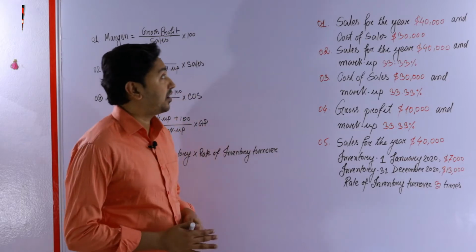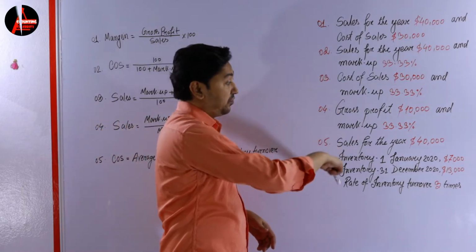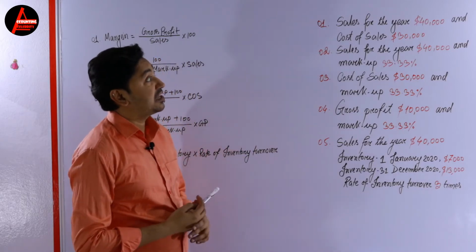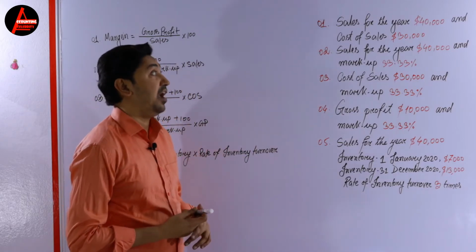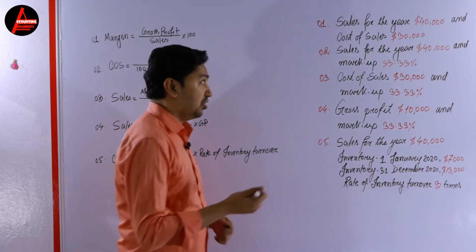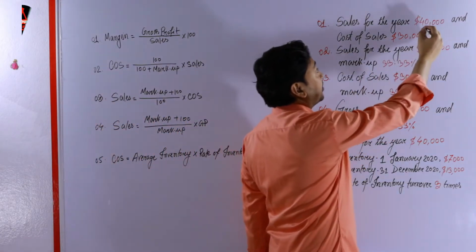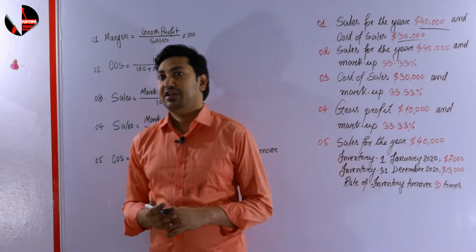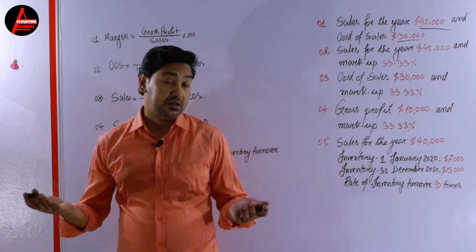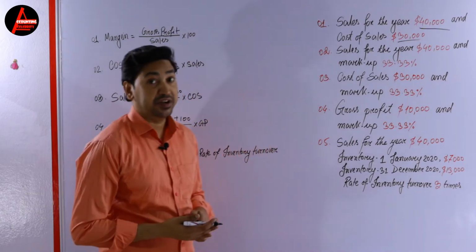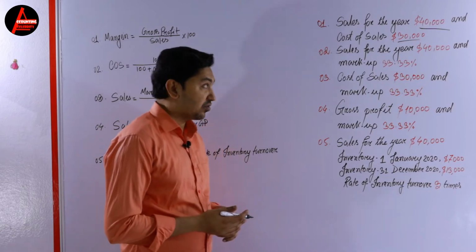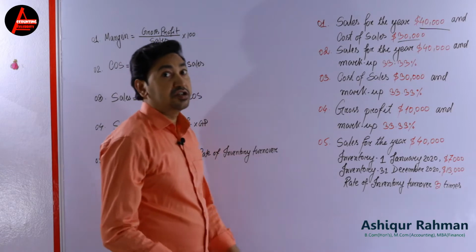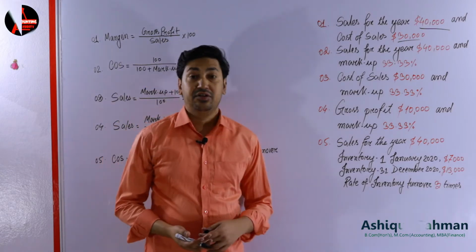Okay, look here. There are 5 different ways the question is given. First one: sales for the year is $40,000 and cost of sales is $30,000. So already you know that margin equals gross profit divided by sales times 100. Here you have sales and cost of sales, so you can easily calculate your margin.